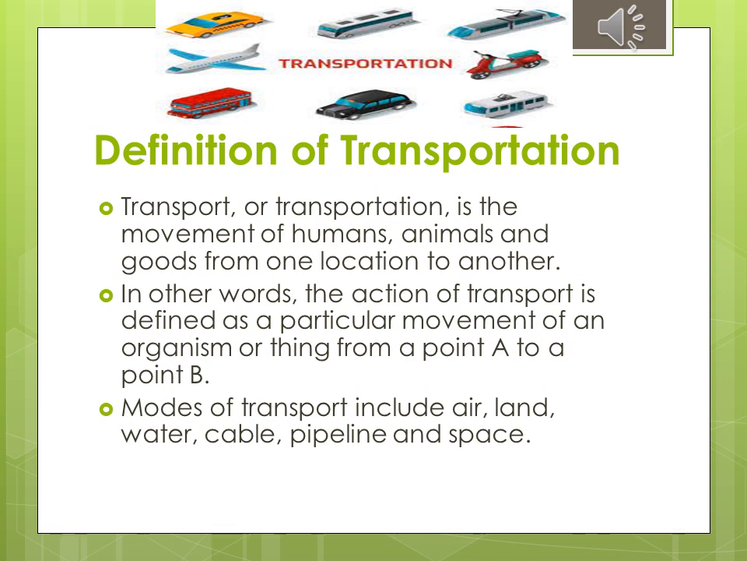So let's define all these components one by one, starting with transportation. The definition of transportation: transport or transportation is the movement of humans, animals, and goods from one location to another. Basically, transportation is when we are moving things, including humans and animals or goods, from one location to another. In other words, the action of transport is defined as a particular movement of an organism or things from point A to point B. There are different modes of transportation, including air, land, water, cable, pipeline, and space. This is the simplest definition of transportation.